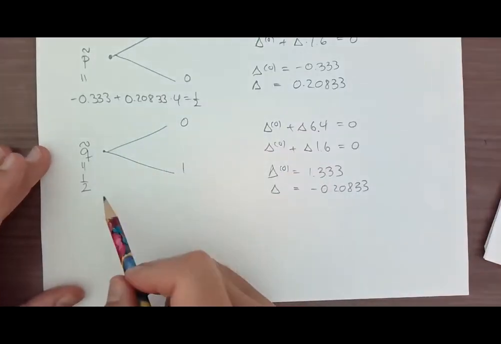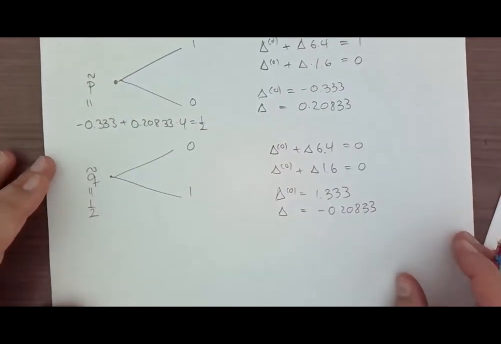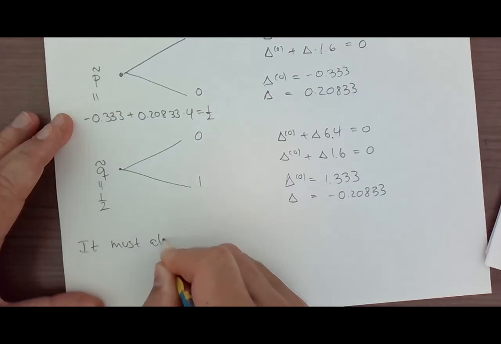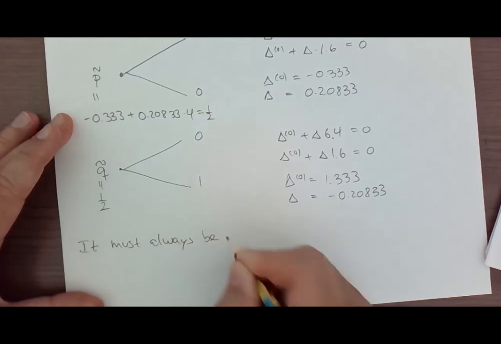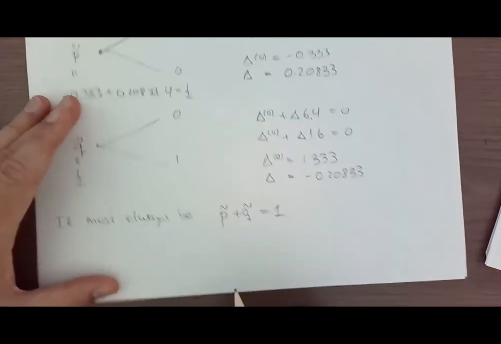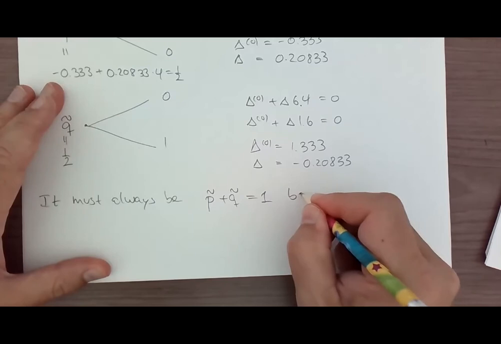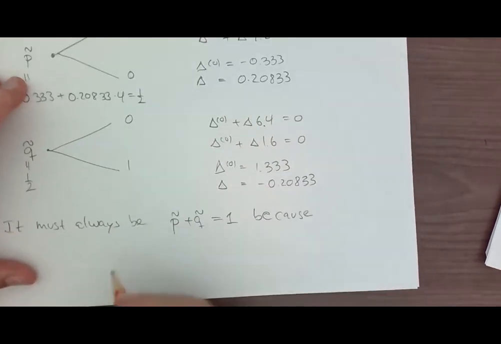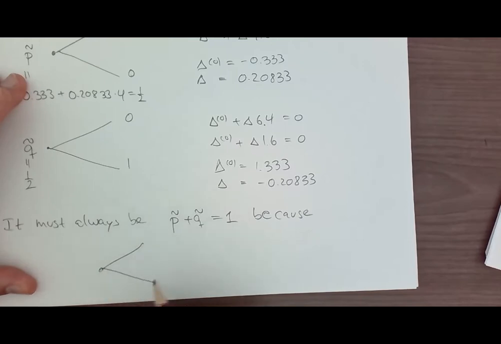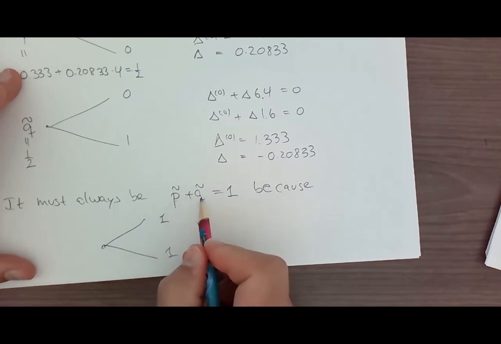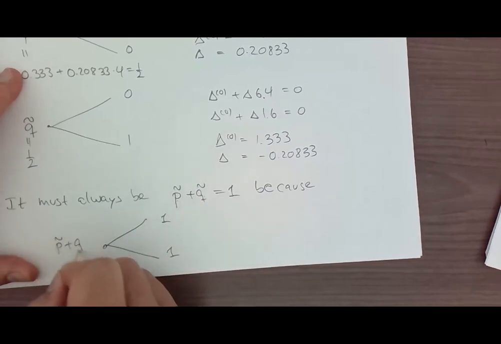Okay, so Q tilde is equal to a half, P tilde is equal to a half, and you can see it necessarily has to be, it must always be that P tilde plus Q tilde is equal to 1. And why is that? Well, because if I take the two payoffs, if I take this payoff and that payoff, the payoff that has 1 and 1 here, the price of this thing is going to be exactly P tilde plus Q tilde.